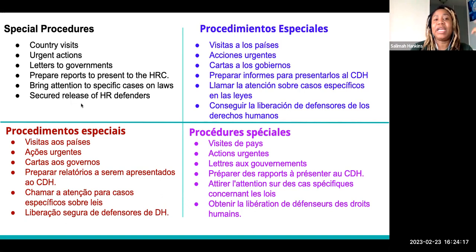Like I said before, they can bring attention to specific cases or laws. They have secured the release of human rights defenders. They've done a lot of things like that just by using the tools that they have. So that's special procedures.